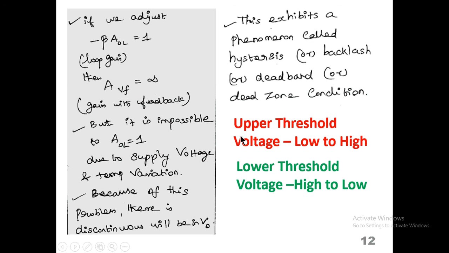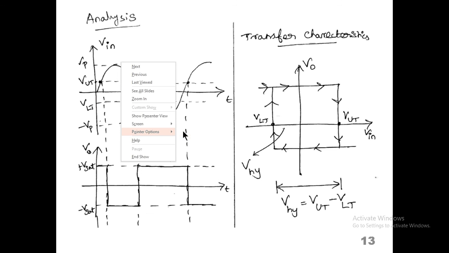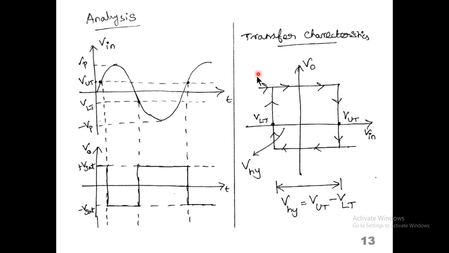Now, just to remind: upper threshold voltage means low to high, lower threshold voltage means high to low. So this is the input waveform, and this is the output waveform. The entire circuit operation is depicted in the transfer characteristics. Now let us see. The input starts from 0, and the upper threshold voltage is fixed here, and the lower threshold voltage is fixed here. This is the peak voltage of the input wave, and this is the square wave, a proper square wave for any irregular shaped input.